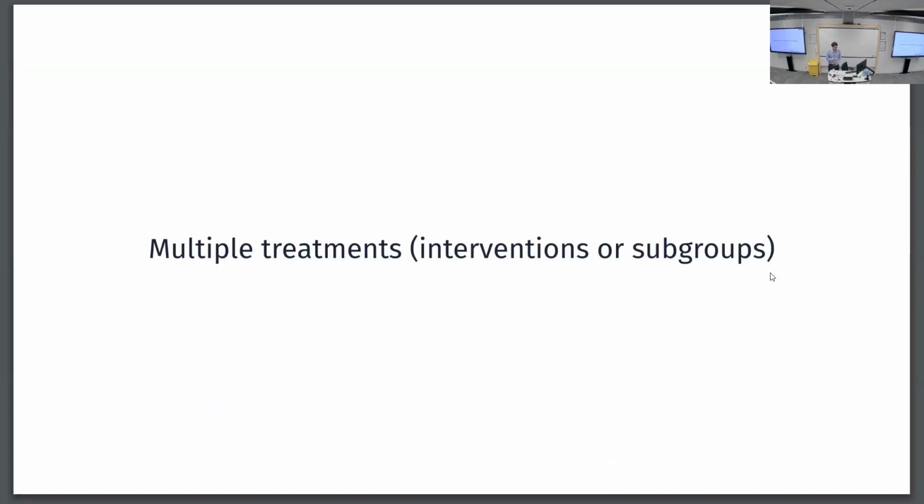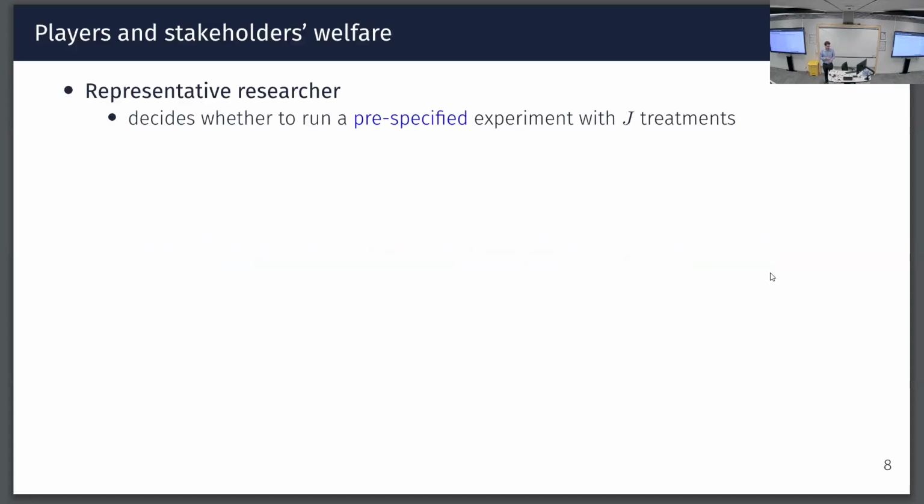Okay, so let's start from the multiple treatments. We can think about multiple treatments either as multiple treatments or as studying the effect on multiple subgroups, so the two problems are equivalent. We have a few players, actually two. The first is the researcher. There is going to be one researcher who decides whether to run a pre-specified experiment with capital J treatments. We keep things super simple, so there is just a binary decision to make: either run the experiment or not.